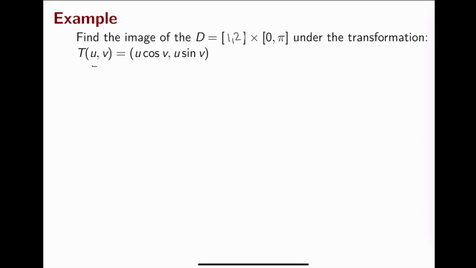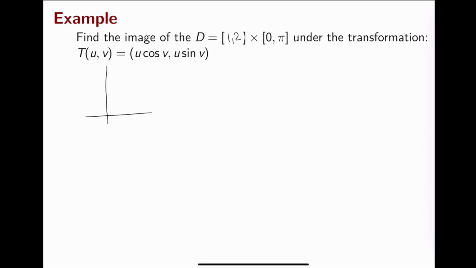This function transforms each (u, v) in this, meaning that this is the x that depends on u and v, and this is the y that depends on u and v. So let's see what this transformation really converts this rectangle into. This is a rectangle, right? So it's the interval 1, 2 for the variable u, and the interval 0, pi for the variable v. So let's do a sketch of this domain.